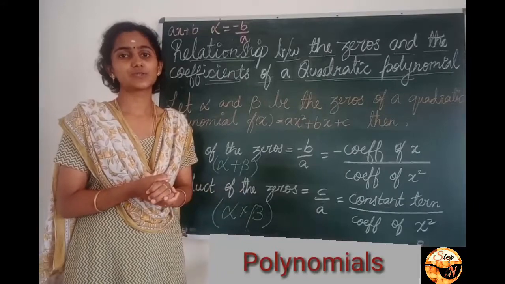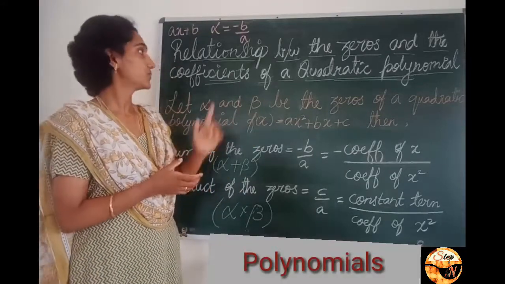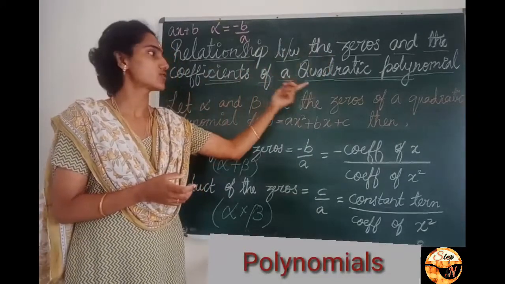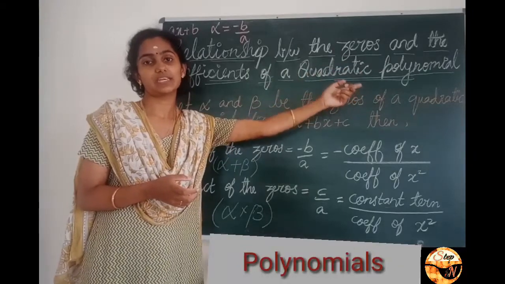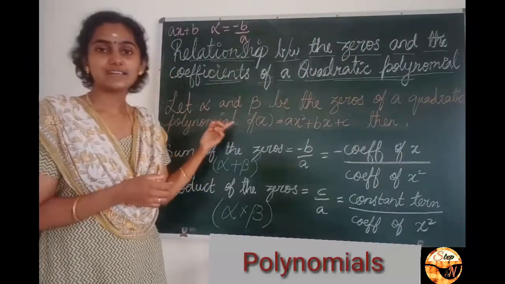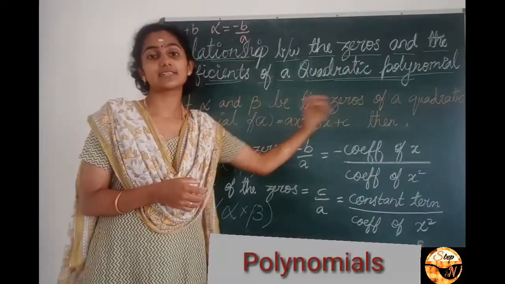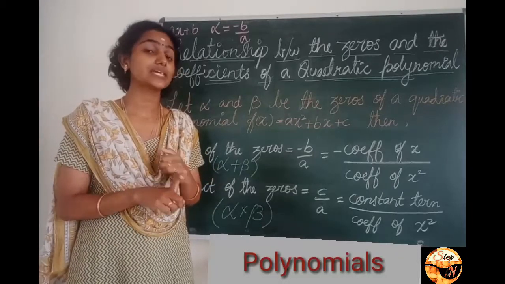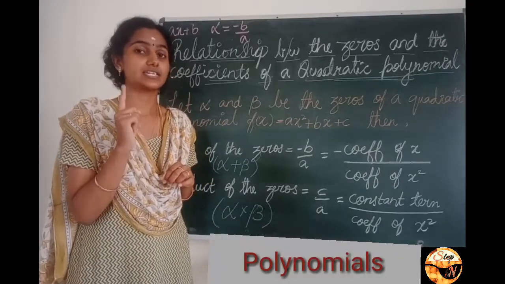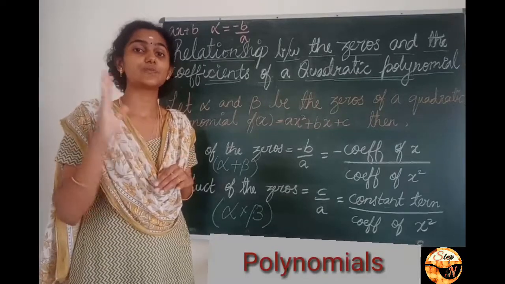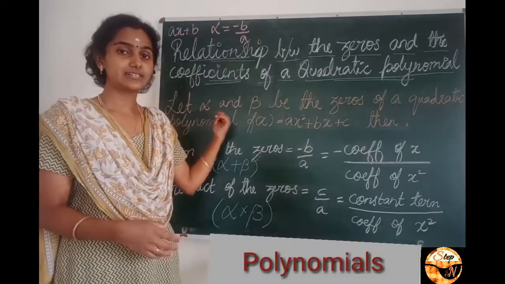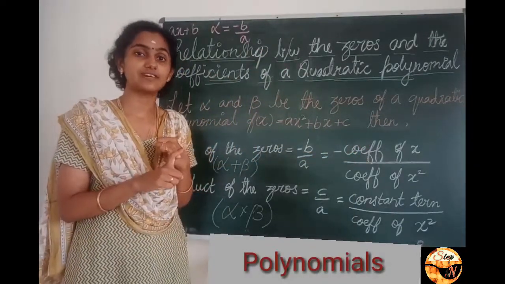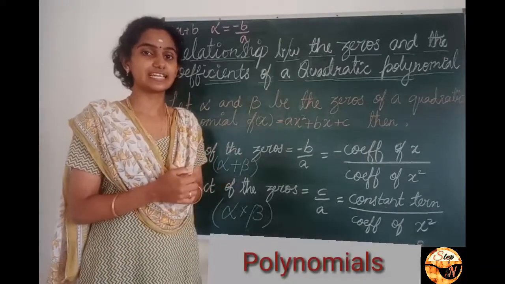Today we are going to see a new topic, the relationship between the zeros and the coefficients of a quadratic polynomial. Let alpha and beta be the zeros of a quadratic polynomial. In the last class we saw that a linear polynomial has only one zero, denoted by alpha equal to minus b by a. But a quadratic polynomial has two zeros, alpha and beta. So let's see what the relationship is.